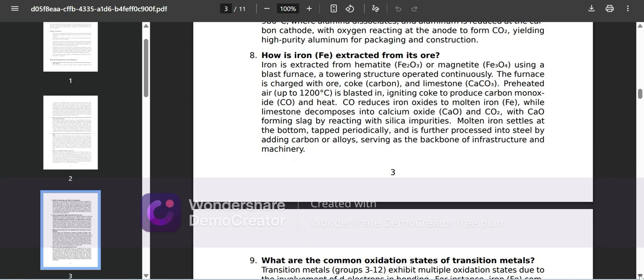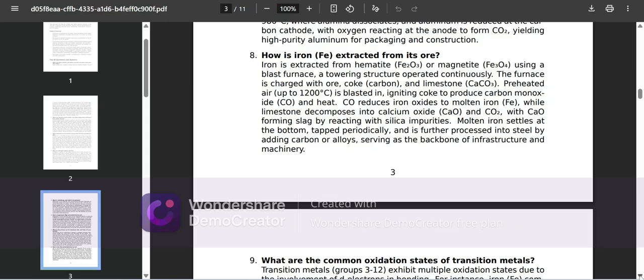How is iron extracted from its ore? Iron is extracted from hematite Fe2O3 or magnetite Fe3O4 using a blast furnace, a towering structure operated continuously. The furnace is charged with ore, coke, carbon, and limestone CaCO3.